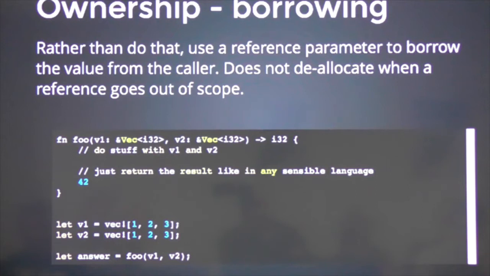So in this case, you can declare these two vectors, pass them to the function, and then you could use them again. Hooray! We can use data twice.